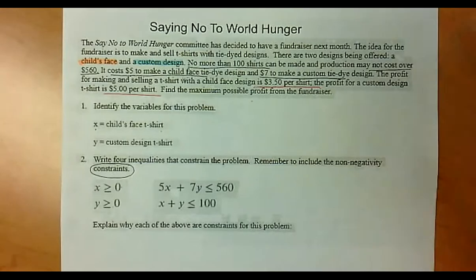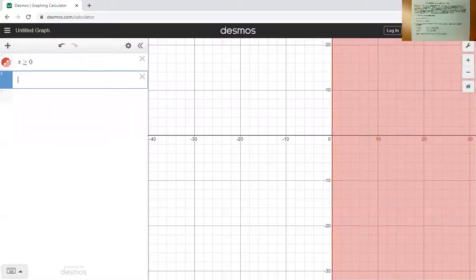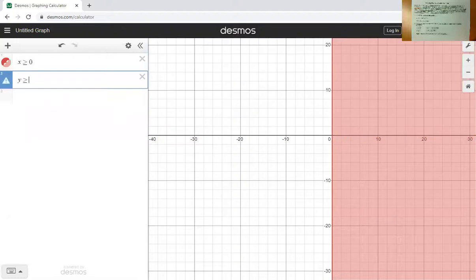This is what I wanted you to do. I wanted you to explain why those constraints do exactly what I just did there. And now our next step is going to be to graph these. So I'm going to jump right over to Desmos, and this is what you should do too. You're going to enter these right into Desmos. So x is greater than or equal to 0. Y is greater than or equal to 0.